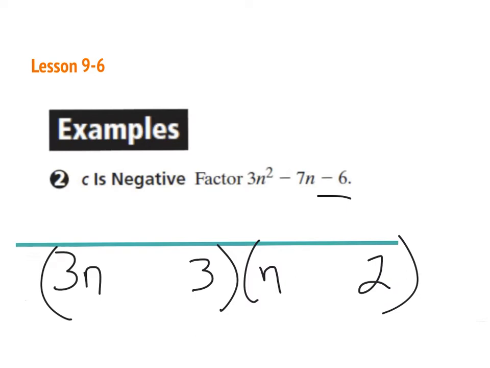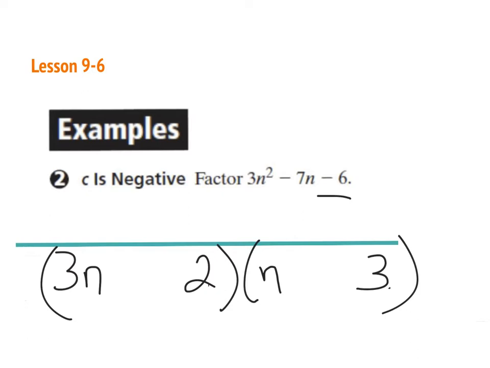What's the difference between my outers and inners? That's 3, not 7. So not what I need, right? So I'm going to flip-flop those, okay? I'm going to flip-flop the 3 and the 2, and I'm going to put the 3 here and the 2 here. Now my outers make 9 and my inners make 2, and the difference is 7.